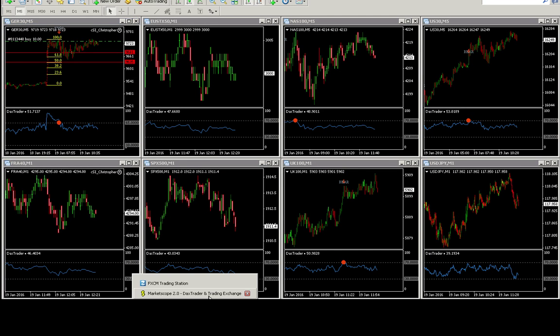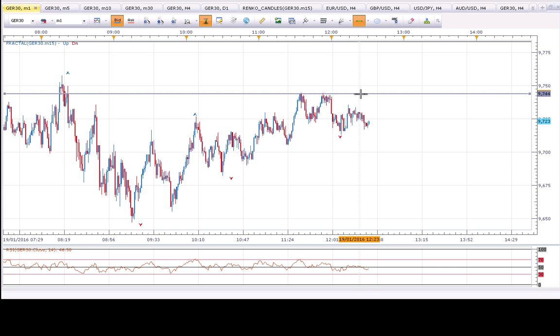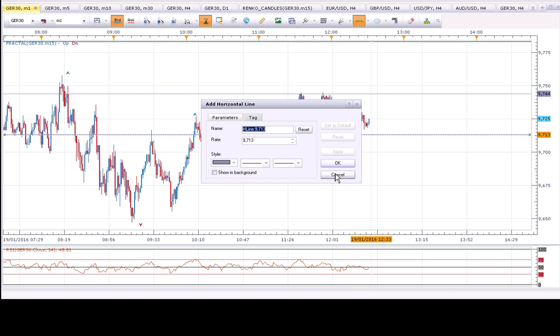Okay, so we're going to take a look at the Marketscope system here, which is FXCM's charting platform. And this time around, we're going to look at the basics of support and resistance. The easiest way to explain that is to show you that resistance means where price struggles to go above, here for example, and support shows places where price has struggled to go below, so for example here.